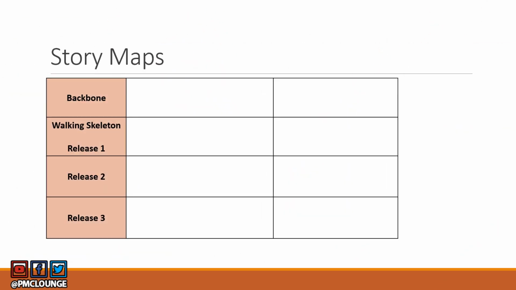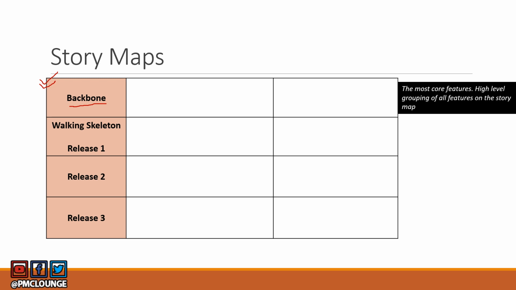So this is the structure of a story map. This is how a story map looks like. Now you may have a software to create a story map, or you might use a board and sticky notes, whatever you want to do with your story map. But this is the basic structure of a story map. You have backbone on the top. A backbone is essentially a high level grouping of all the features that you want to deliver as part of your product, or as part of the different sprints that you are going to have.